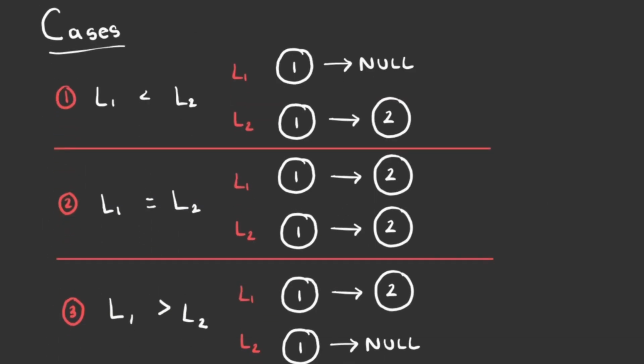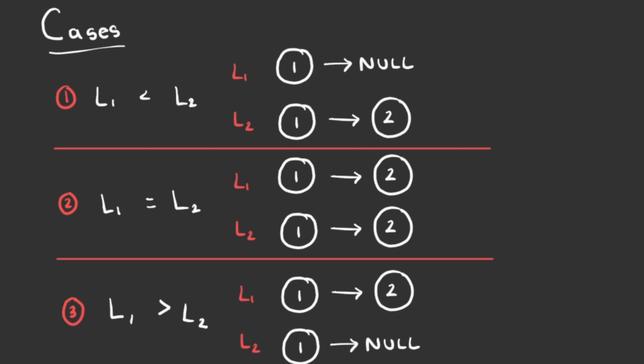It's also important to keep in mind that we have some cases when dealing with linked lists. Since the lengths of the linked lists are not specified, we have three possible outcomes relating to the lengths of list 1 and list 2. The first case is that the length of list 1 is less than the length of list 2. So this is a representation of how this would look.